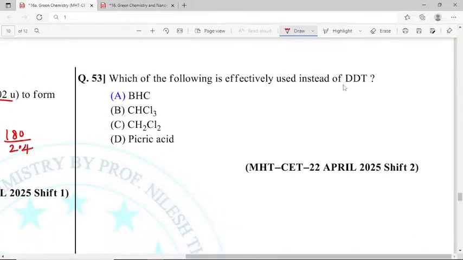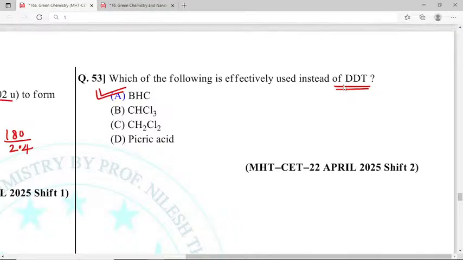Next question: which of the following is effectively used instead of DDT? BHC, which stands for benzene hexachloride, is effectively used instead of DDT because DDT is toxic. DDT is banned because it is toxic. BHC is not toxic, so this is used effectively.